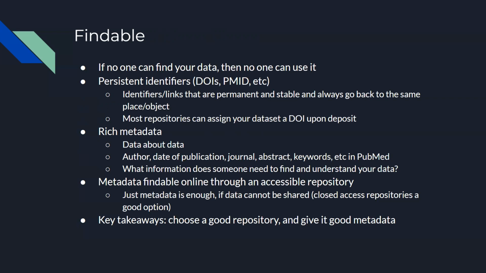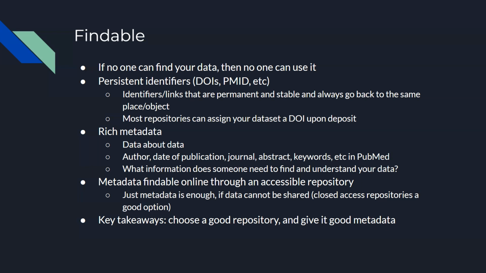Now, chances are you're familiar with things like DOIs, PubMed IDs, that type of thing attached to journal articles. And these are all what we call persistent identifiers. And a persistent identifier is basically a link that is permanent and stable and always goes to the same place or object. And so the premise behind a DOI, for example, is that, well, articles can live in a lot of different places, on journal websites, on institutional repositories, and PubMed Central, et cetera, et cetera. The DOI always goes to one place and is the most stable, permanent record of that article.